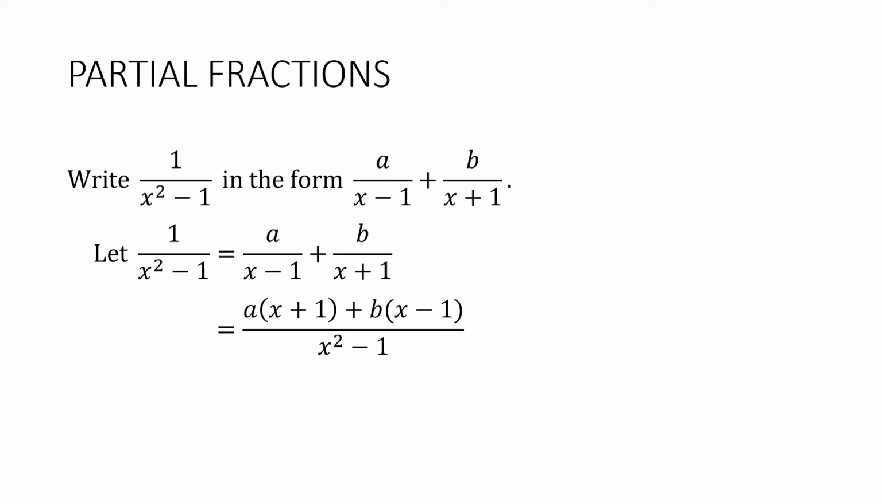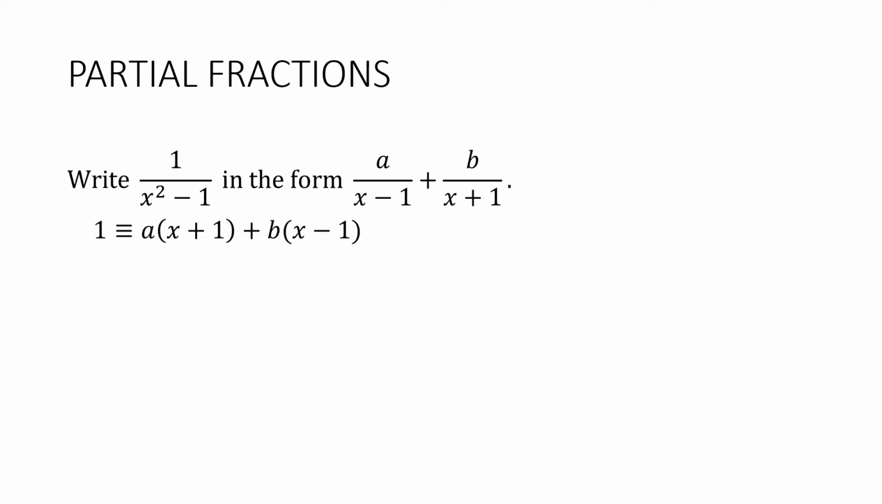Now let's equate the numerators. 1 must be equivalent to a outside of x plus 1 plus b outside of x minus 1. Now there are various methods for solving this, but the easiest one that I find is to make a substitution so that one of these terms goes to 0. So I'm going to substitute in x is equal to negative 1. And that's going to give me 1, this is 0, is equal to b multiplied by negative 2. And so straight away we get a solution for b. B is equal to negative 1/2.